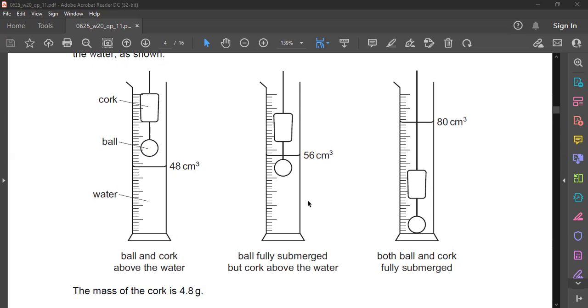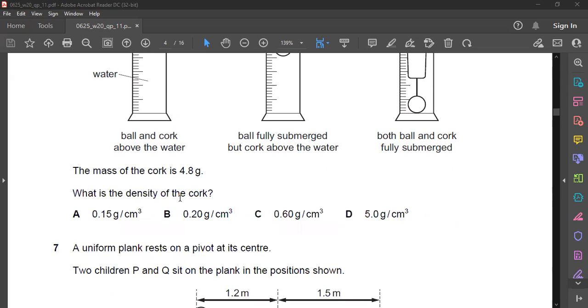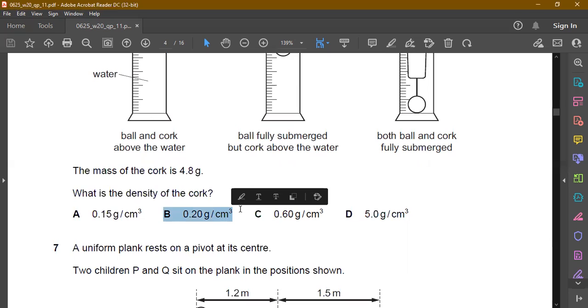Now the mass is 4.8. Based on the equation, density equals mass over volume, so it has to be 4.8 divided by 24. We get 0.2. Here, the answer is B, 0.2 grams per cubic centimeter.